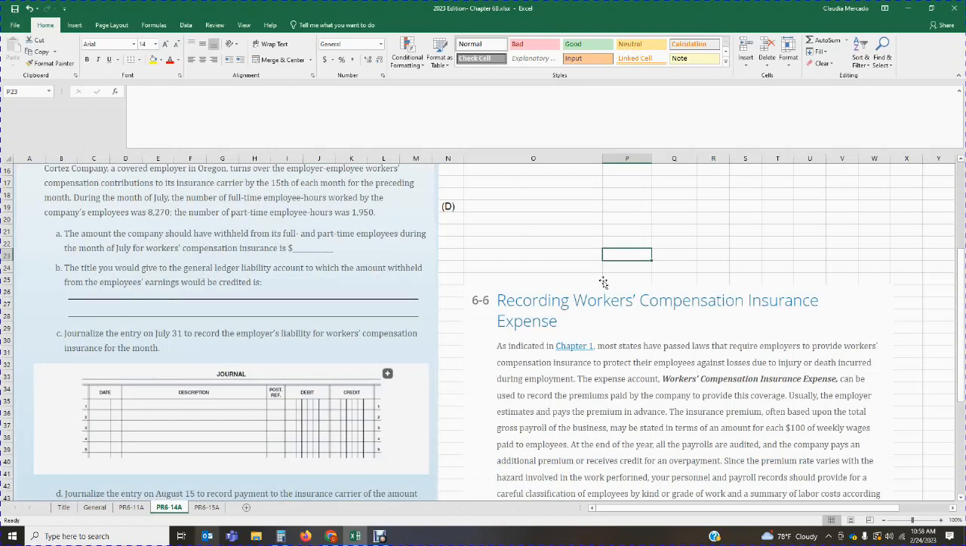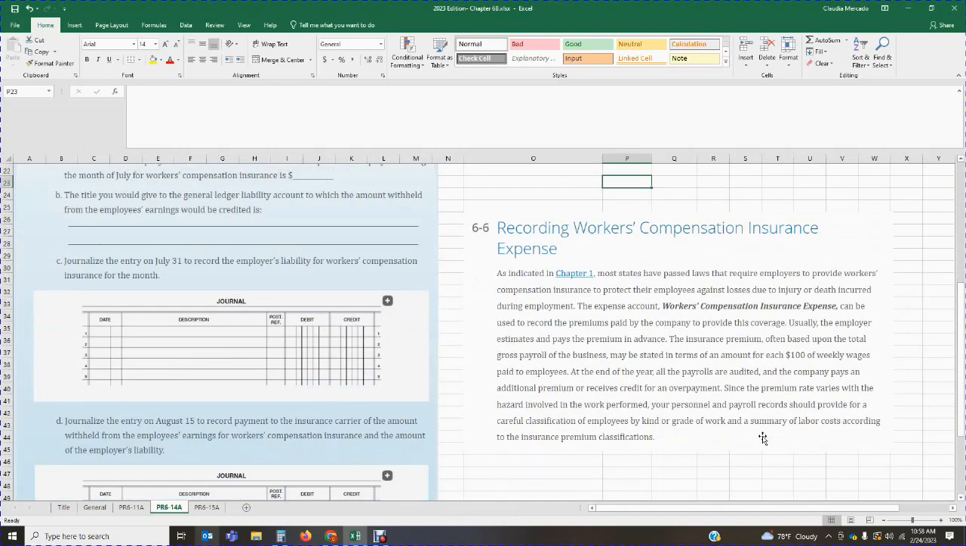Please make sure that you read over section 6.6 of your work, which deals with recording workers' compensation insurance expense. As stated in this section, most states have passed laws that require employers to provide workers' compensation insurance to protect their employees against losses due to injury or death incurred during employment. So if something happens on the job, then we can file a workers' compensation claim. The expense account, workers' compensation insurance expense, can be used to record the premiums paid by the company to provide this coverage. Usually the employer estimates and pays the premium in advance. The insurance premium, often based upon the total gross payroll of the business, may be stated in terms of an amount for each $100 of weekly wages paid to employees.